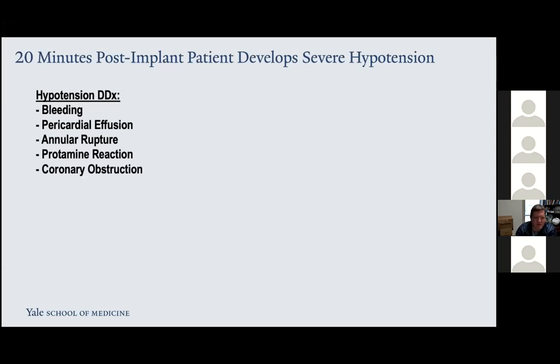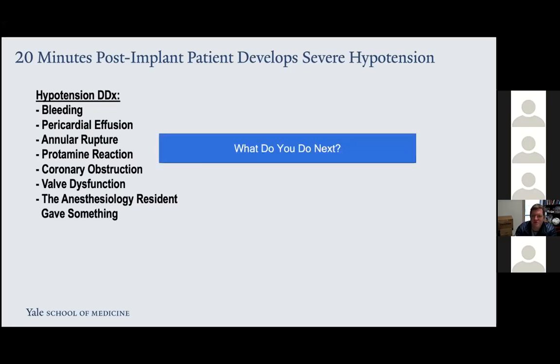You have to worry about coronary obstructions, obviously the topic of this talk. Worry a little bit about valve dysfunction, and of course worry a little bit that the anesthesia resident gave something that they didn't tell you what it was. So the question is, what do you do next?